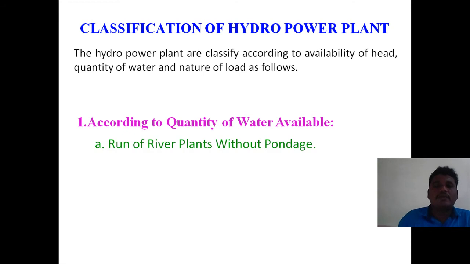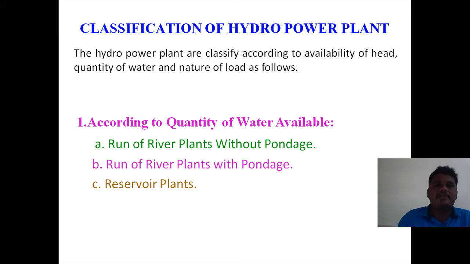According to the quantity of water available, first, runoff river plants without pondage. Next, runoff river plants with pondage. Next, reservoir plants. So: runoff river plants without pondage, runoff river plants with pondage, and reservoir plants.